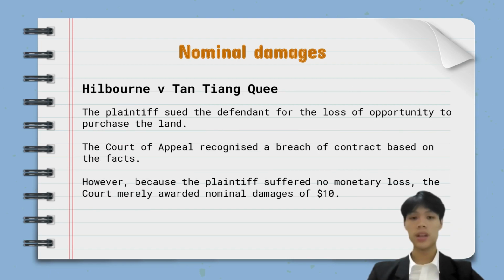Next, in Huban and Tan Tiang Kee, the plaintiff sued the defendant for the loss of opportunity to purchase the land. The Court of Appeal recognized the breach of contract based on the facts. However, because the plaintiff suffered no monetary loss, the court merely awarded nominal damages of $10.